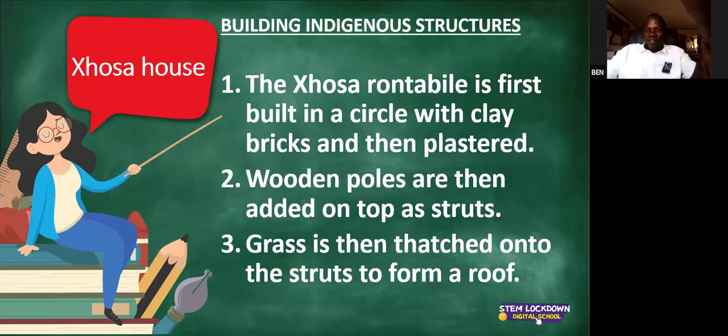Normally they use the cow dung. There was no cement used. They just mix the cow dung with some clay, then they patch it around until it is smooth. Then on top they will put the wooden poles, like the modern house.